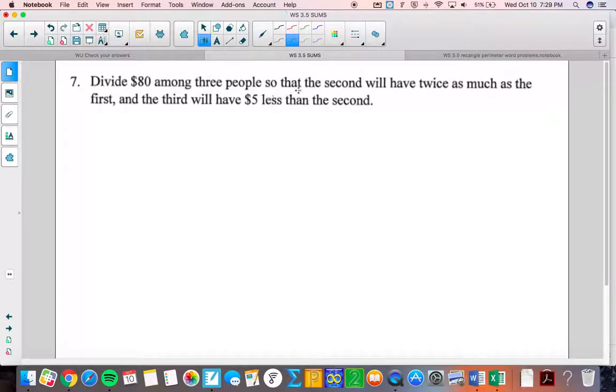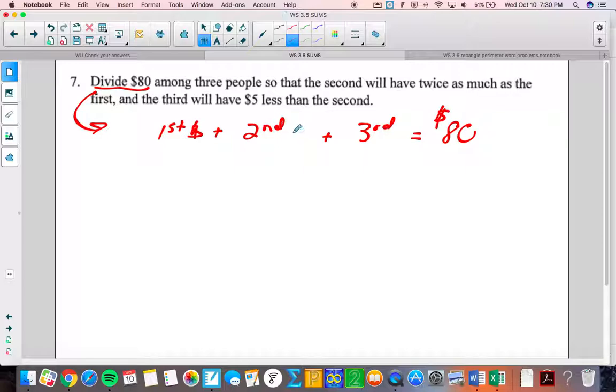All right, let's see if we can get number 7 in here. Divide $80 among 3 people so that the second will have twice as much as the first, and the third will have 5 less than the second. Crazy. So really, when they say divide $80 amongst the people, we're also saying that the 3 people's money adds to 80. So first person plus second person's money plus third person's money equals $80.